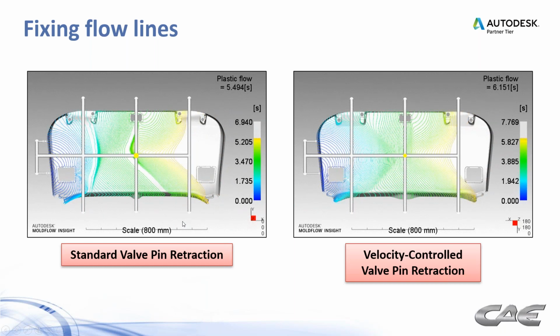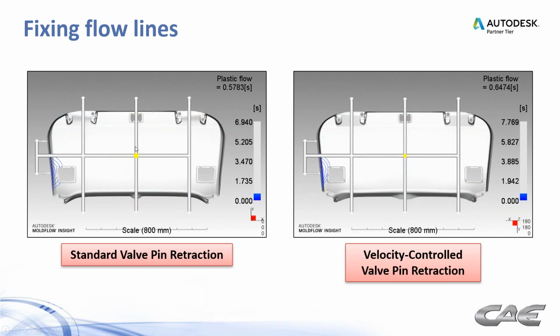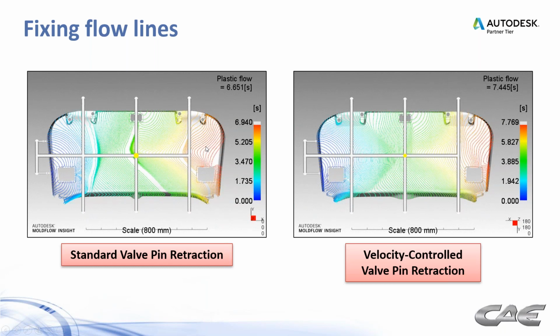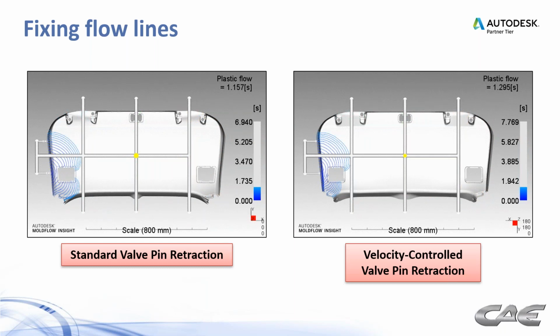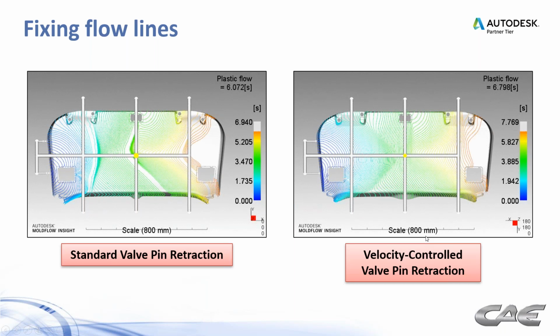So you can see the difference here, and you see these hesitations here as each successive set of nozzles opens. We get the hesitation, then we get this acceleration, then a hesitation, then an acceleration. When we change that to velocity controlled valve pin retraction, you see a much smoother progression of the flow across the part there. So that's what we're aiming to do, and we can play around with different variables there, different gate locations and so forth.